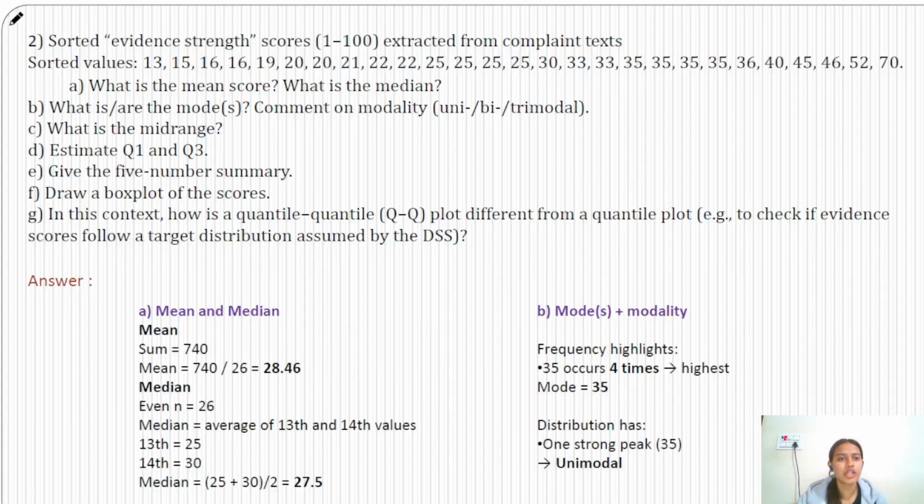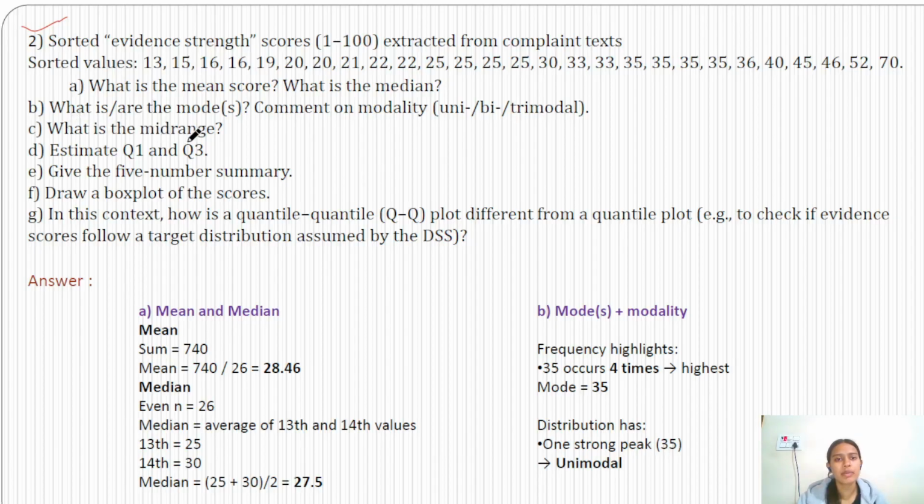We have question number 2. Sorted evidence strength scores, 1 to 100, extracted from complaint text. We have been given some sorted values. Now we have question A: What is the mean score? What is the median? B: What is or are the mode? Comment on modality: uni, bi, or tri-modal.